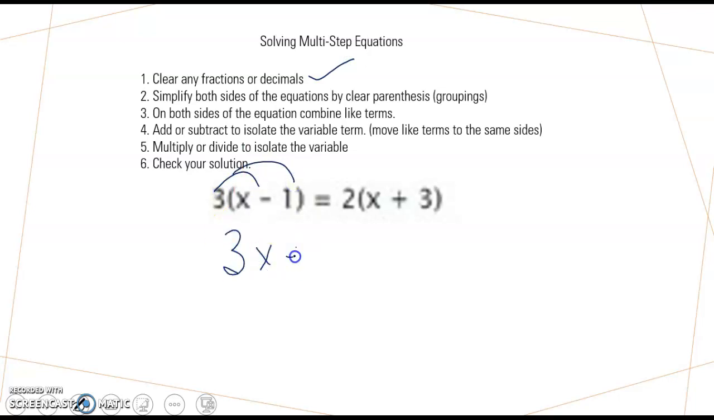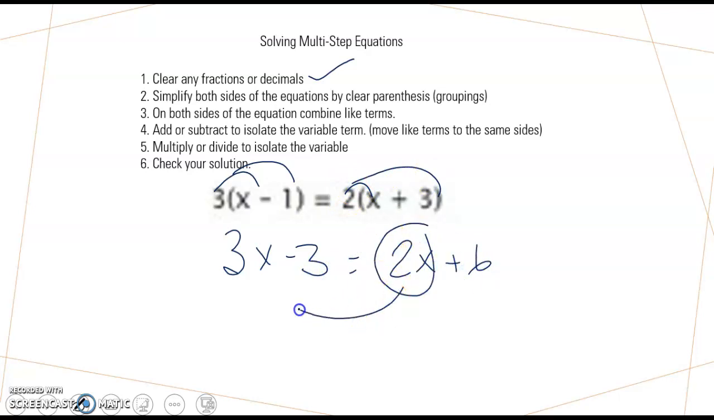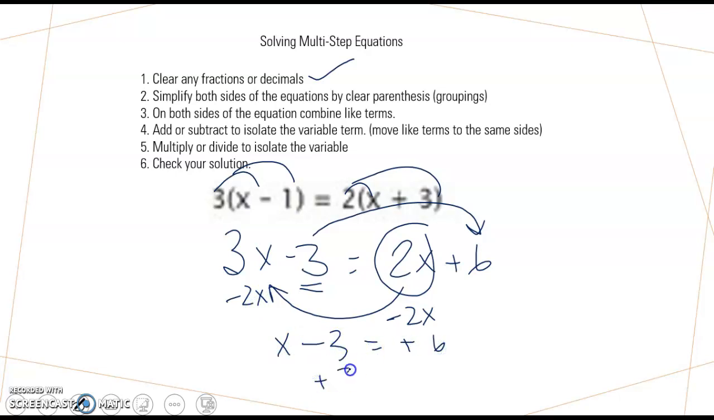3x minus 3 equals 2x. This is the distributive property, plus 6. Move your like terms to the same side. Move your x to the right and your constants to the left by doing the opposite. So you're going to have to subtract 2x from both sides, and then you're going to have to add 3 to both sides. Then if there was a numerical coefficient in front of the x other than 1, you would solve it.